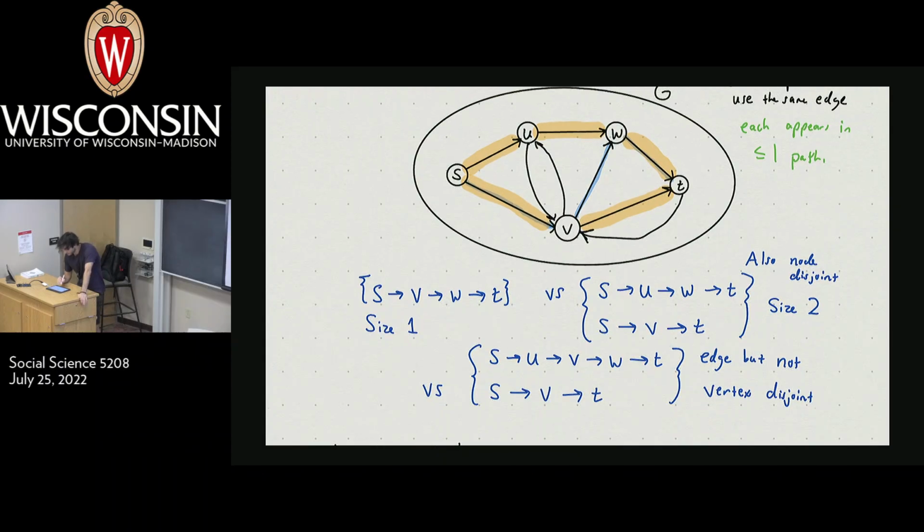But we don't need that to be the case. We're allowed to reuse nodes. So here's another example of a set. We have S to V to T. But then we also have this path that goes from S to U, down to V, back up to W, and then down to T. So here the node V is reused. It's in both paths. But none of the edges are reused. Each edge used is still different. And so that's also a valid solution to the problem.